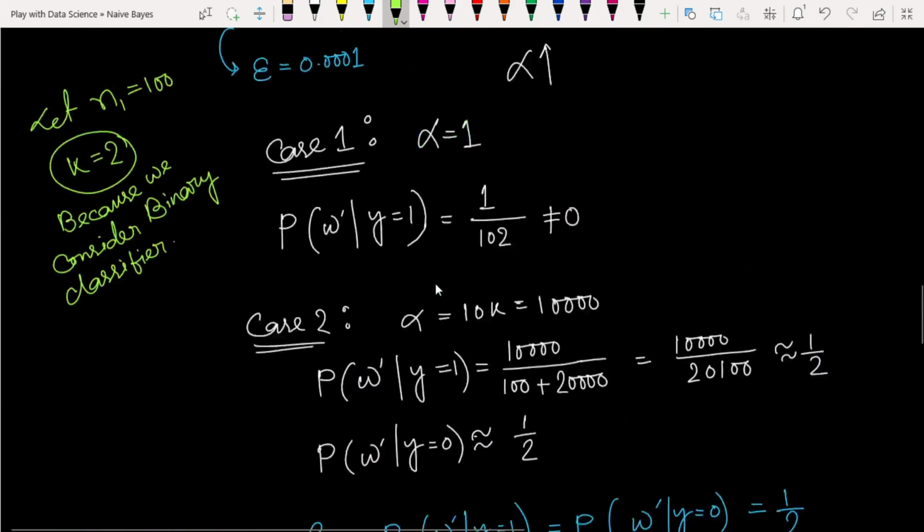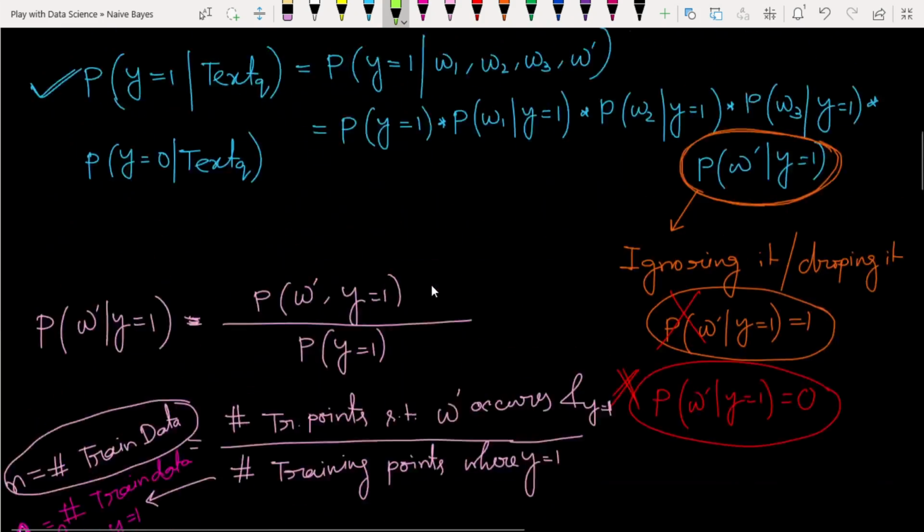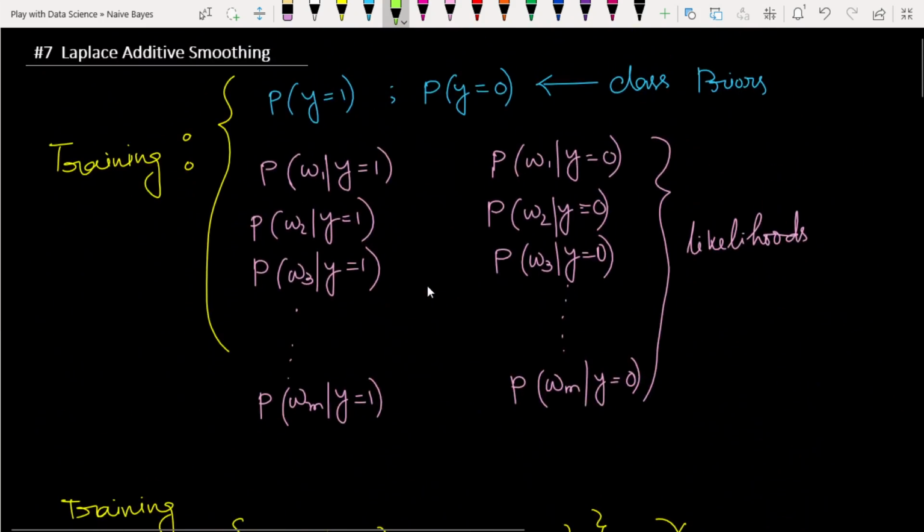Now I think the intuition of this lecture is clear to all of you: what Laplace smoothing is, why we use this kind of smoothing, and why it is required. Okay.